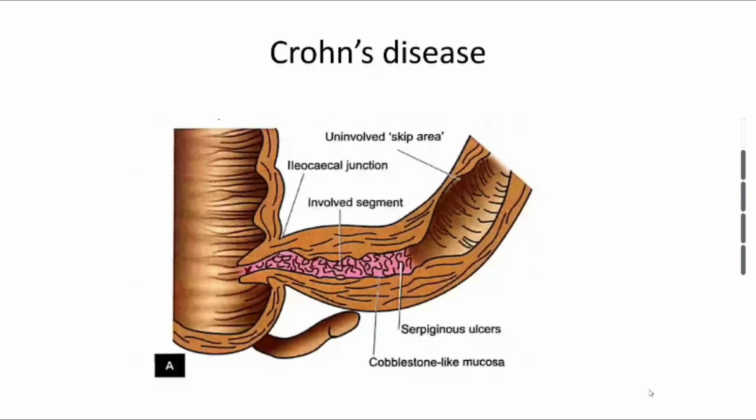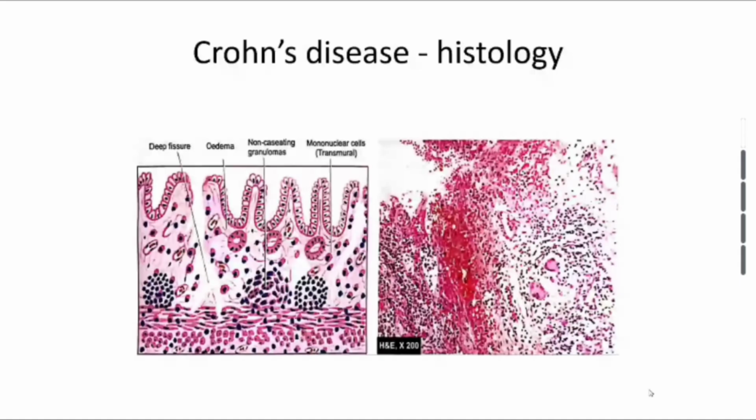That is the histology diagram, and then the micrograph there. You can see what we are saying: deep fissures, that's why fistulas would be common. Swelling, that is edema of the mucosa. And granulomas. Then the mononuclear cell infiltration, and it's transmural. That is, it affects all the layers of the wall, all the way from the mucosa to the serosa. That is what a micrograph will look like, prepared using hematoxylin and eosin, at magnification times 200.